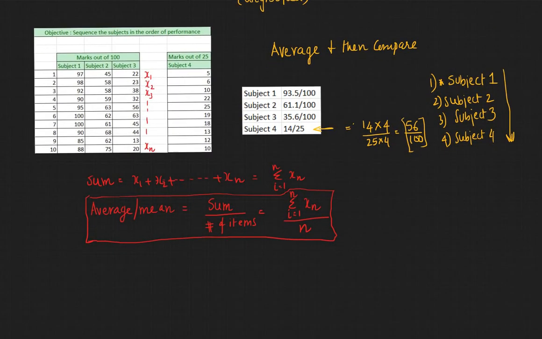Now let's assume the head of the school comes and says, okay, you know what, we don't like the fact that your subject 3 has a very, very low average. It looks like in this subject the paper was really tough, or something really wrong has happened, right?